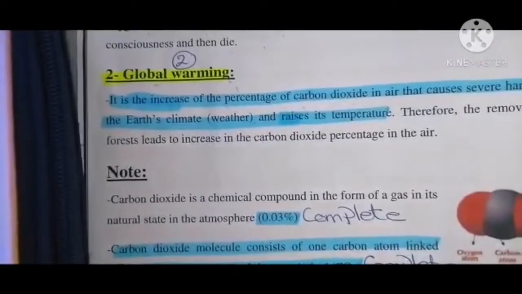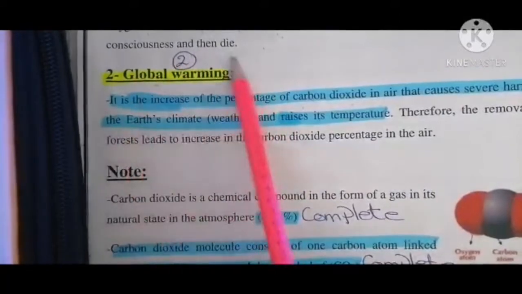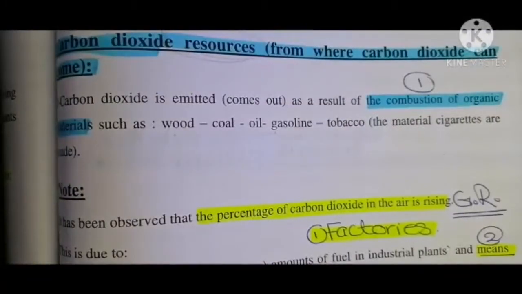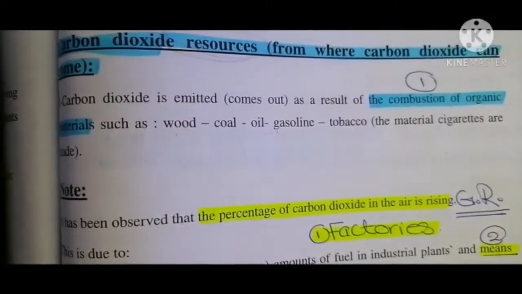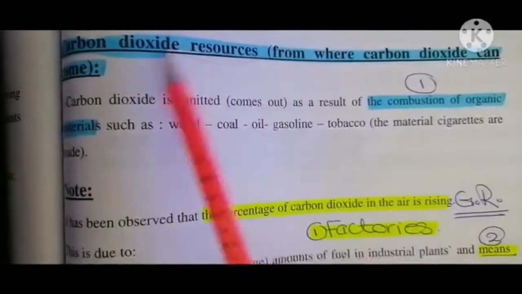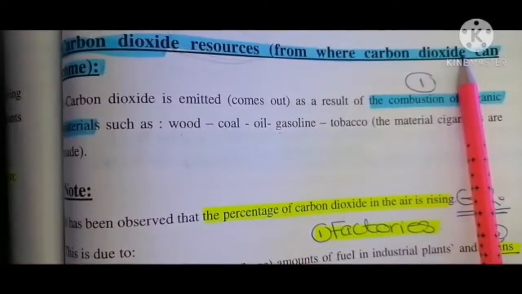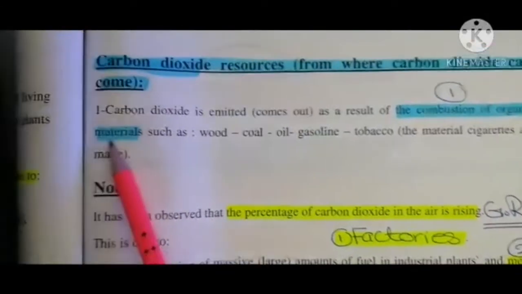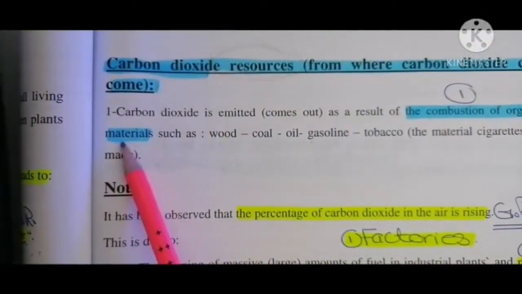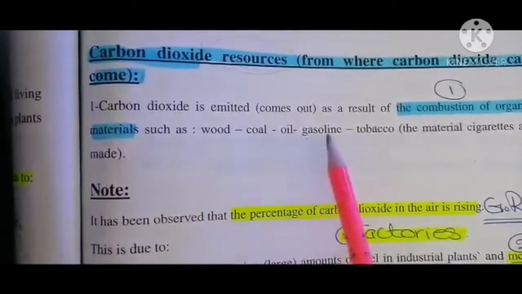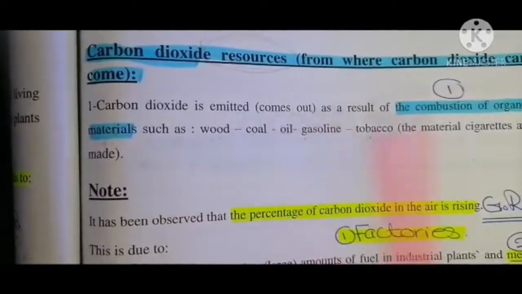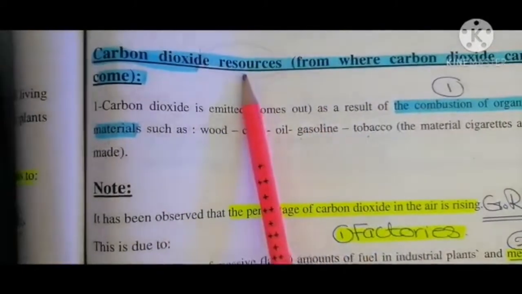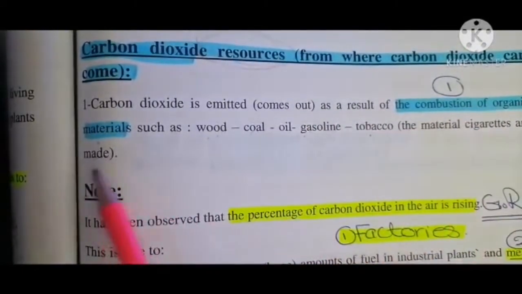So the increase in the amount of carbon dioxide is going to result in global warming and suffocation of living organisms. From where does the carbon dioxide come, or what are the resources of carbon dioxide? The word resources means from where do I get carbon dioxide? Naturally, we get carbon dioxide from two places. Number one, the combustion of organic materials. What do I mean by organic materials? Organic means anything coming from plants like wood, coal, oil, gasoline, and tobacco. The burning of any of these results in the increase in the carbon dioxide. So number one, for the resources of carbon dioxide, the combustion of organic material.